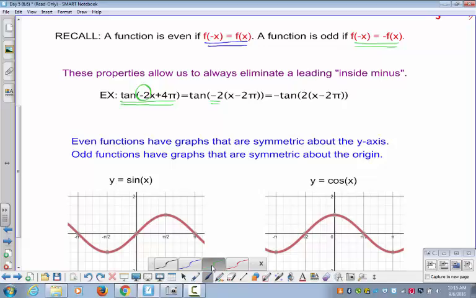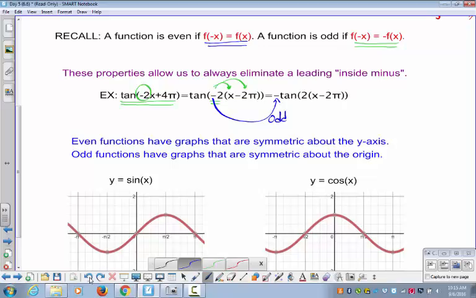So if we factor that leading coefficient, negative 2, everyone agree on this factorization? Negative 2 times x is negative 2x, which is what we started with. Negative 2 times negative 2 pi is 4 pi, which is what we started with. So that's the correct factorization. And then because tangent is an odd function, that minus sign jumps to the front.